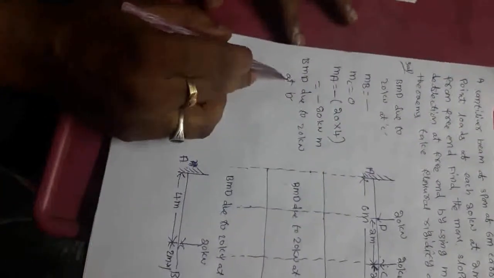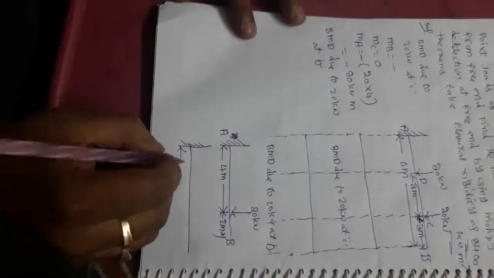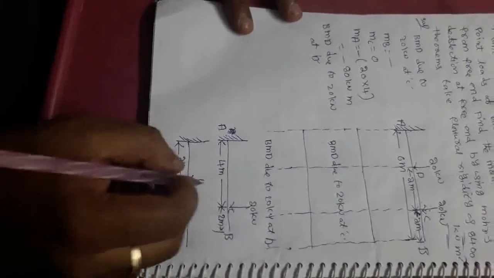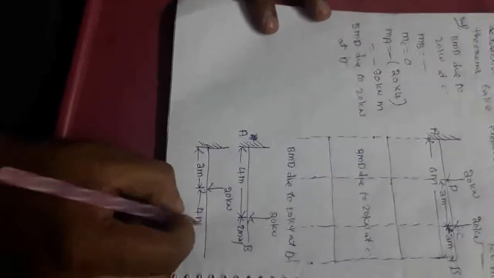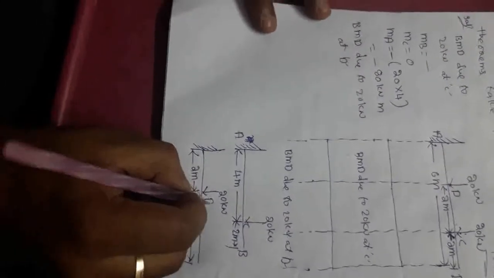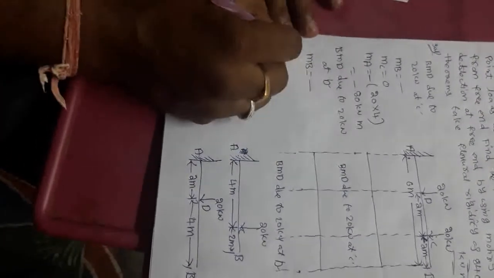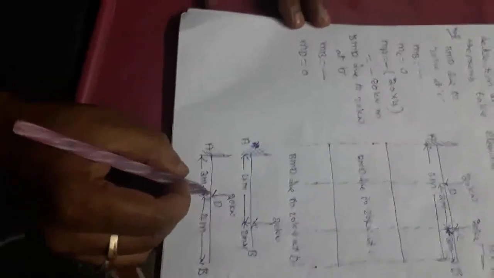So for this question, you can assume a diagram like this: the span length is 2 meters and the load at D is 20 kilonewtons. The remaining span length is 4 meters. So this is D, A and B. Okay, so moment at B, there is no moment, and moment at D equal to 0. The first point is 0 for moment at D.